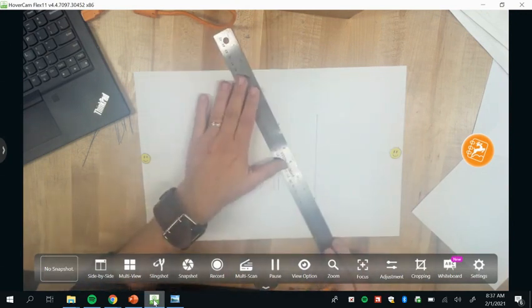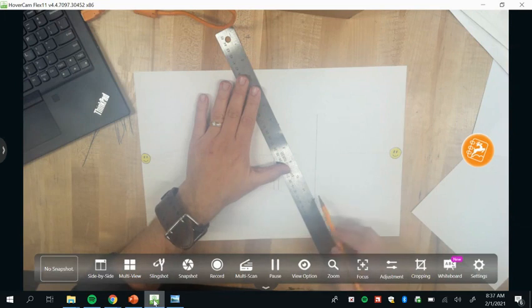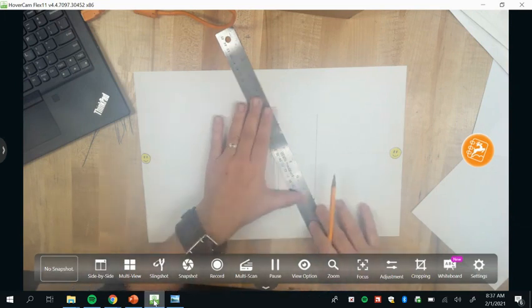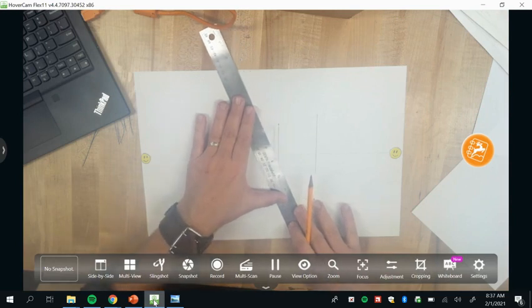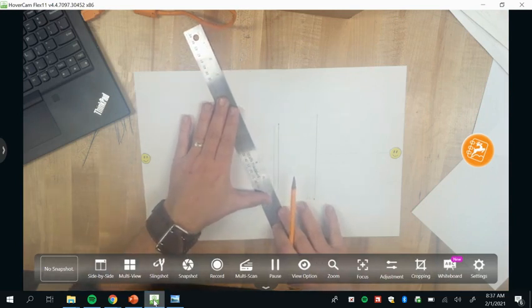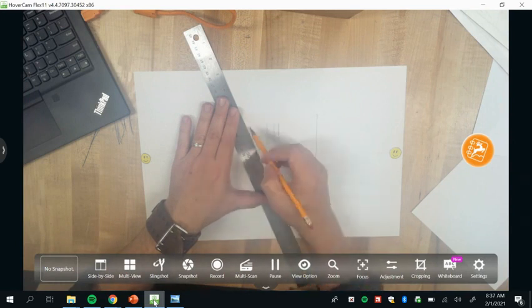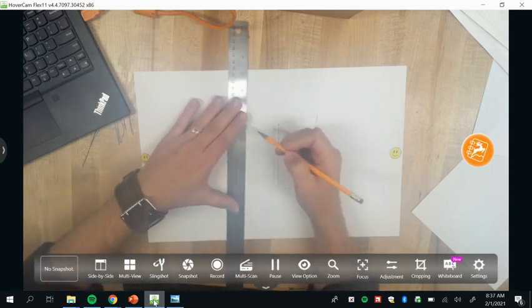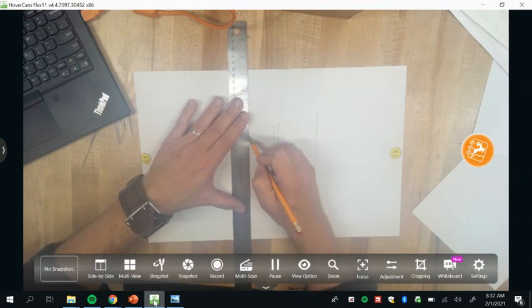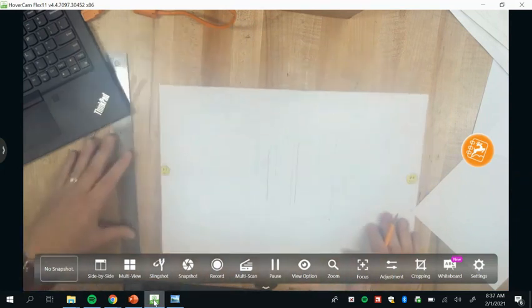And I'm going to look at the angle. So there's an angle that goes from this corner to that corner. I'm not going to draw this, but I'm going to slide my ruler over until it touches this corner. And then I'm going to make a little mark up here, and that is where I know I will draw my next vertical line.